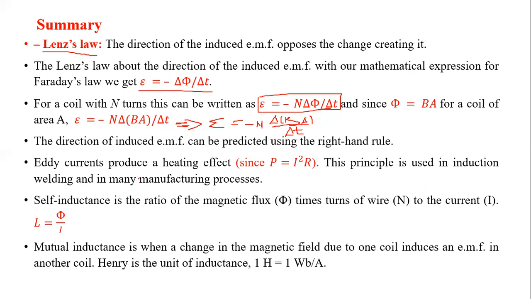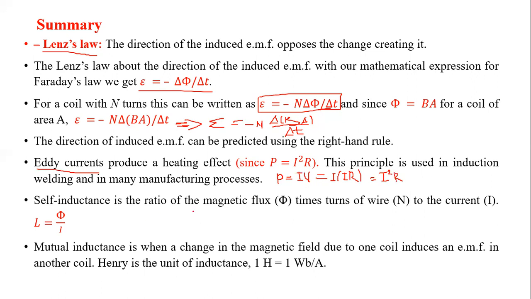Now, eddy current produces a heating effect, a loss of energy. So power is equal to current times voltage. When voltage is current times resistance, then power is current times current times resistance, current square times resistance.